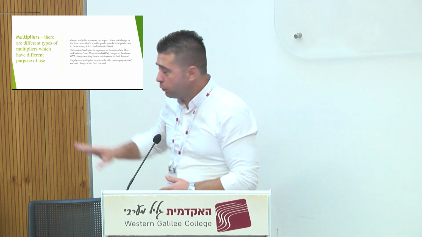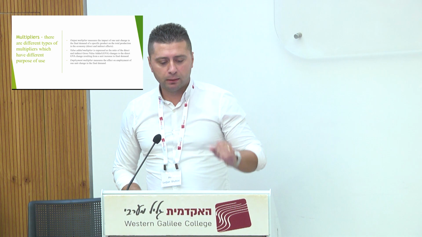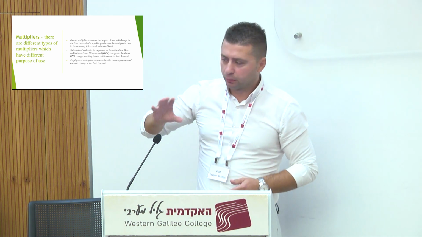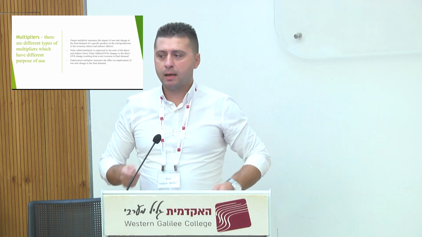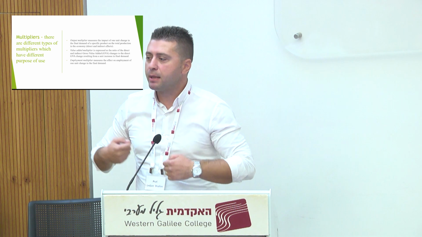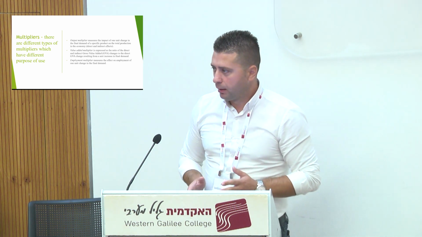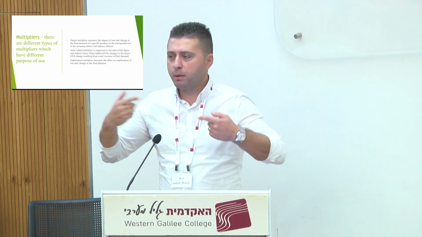And what is most usual, there are three types of multipliers: output multiplier, value-added multiplier, and employment multiplier. So when a government makes changes in the budget, makes some investments, some expenditures, they have to take into consideration which of them brings more money into the economy, and which of them has more employment.